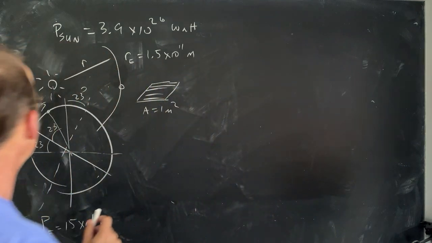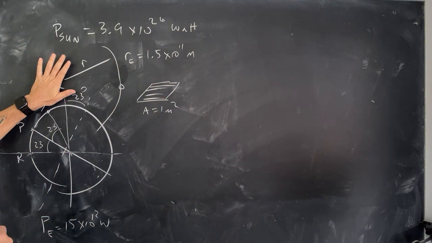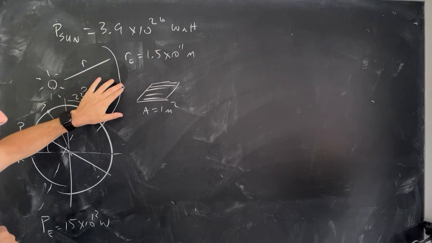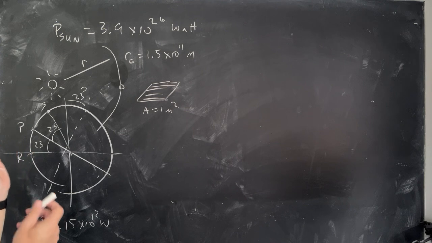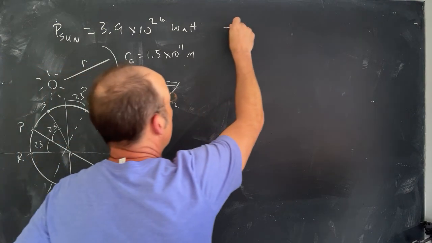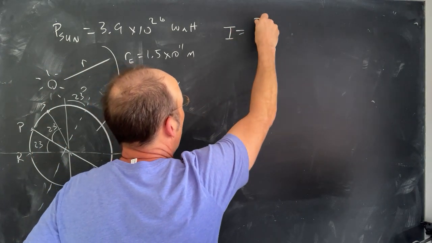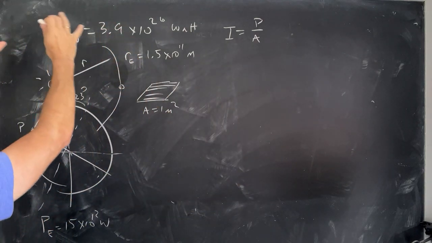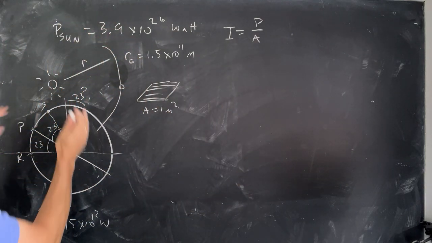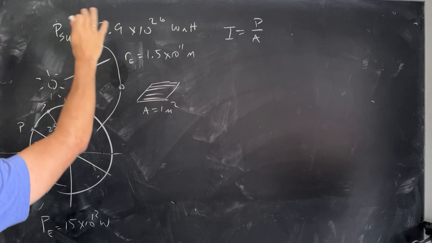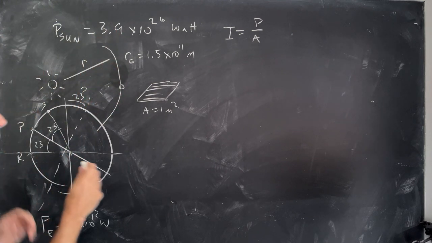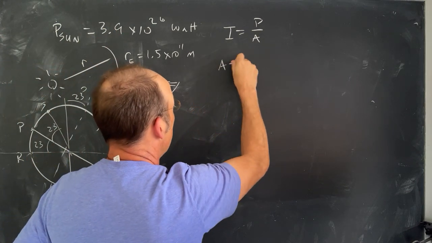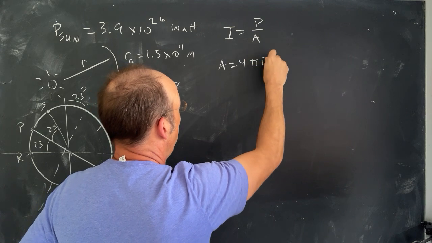The first thing is, if I have the sun producing power at 3.9 times 10 to the 26 watts, what do I do about the energy at the Earth? Well, one thing I could do is to calculate the intensity of light. So remember that the intensity is the power divided by the area. So imagine this area of the Earth's orbit covering the sun. All of the sunlight from that power has to be distributed over that spherical area. And so the area of the sphere is 4 pi r squared.